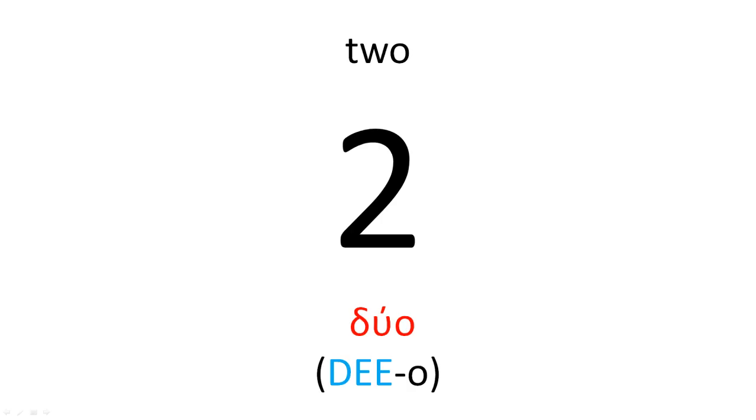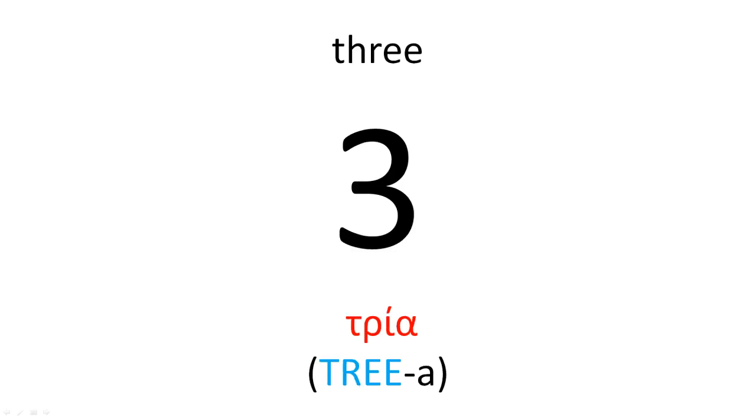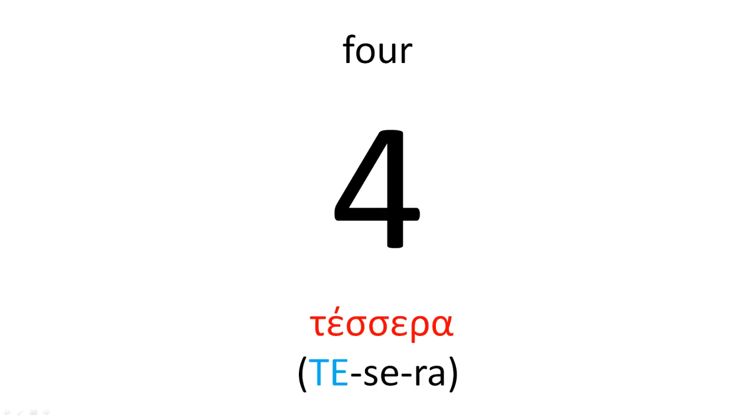Next, we have two. Two is translated as δύο. Let me repeat this one more time. Δύο. The next number is 3. 3 is translated as τρία. Τρία. After that, we have 4. 4 is translated as τέσσερα. Τέσσερα.